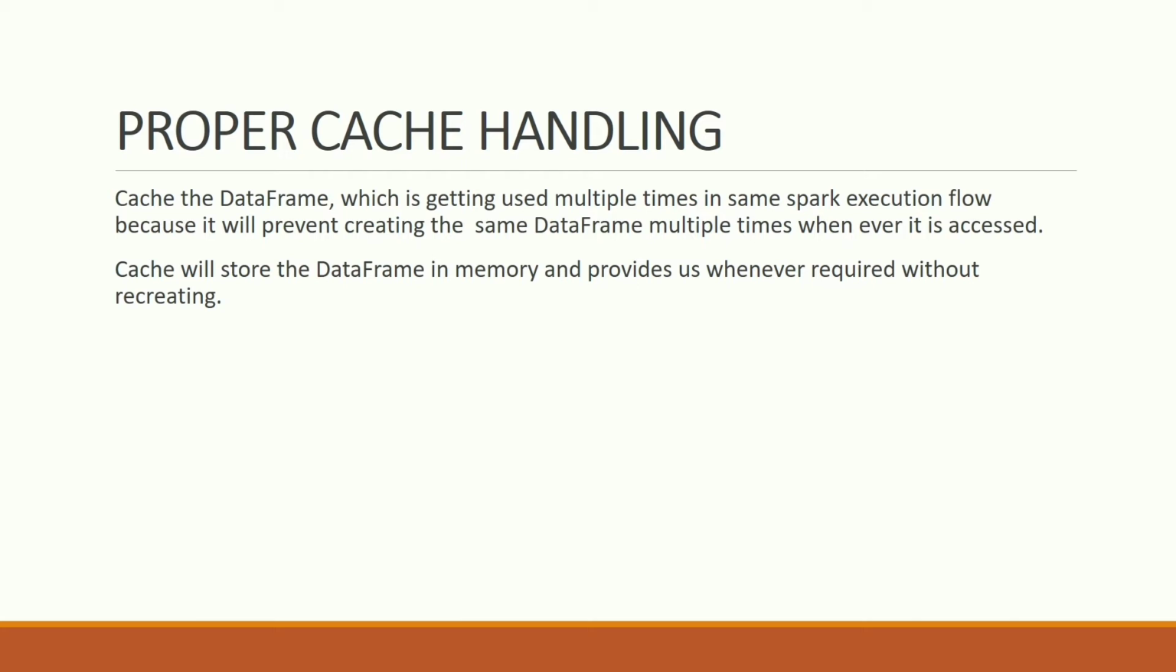For example, we have a data frame which is being used in multiple areas in the same Spark pipeline, or in the Spark session. So it's better we prevent creating the same data frame multiple times. We have to do proper caching for that. For example, if I have a data frame as df, we need to do df.cache so that it would be stored in memory, and whenever the same data frame is used in two to three places, it will be used from the memory, and it's going to provide the same data frame which is existing in memory whenever required without recreating it.